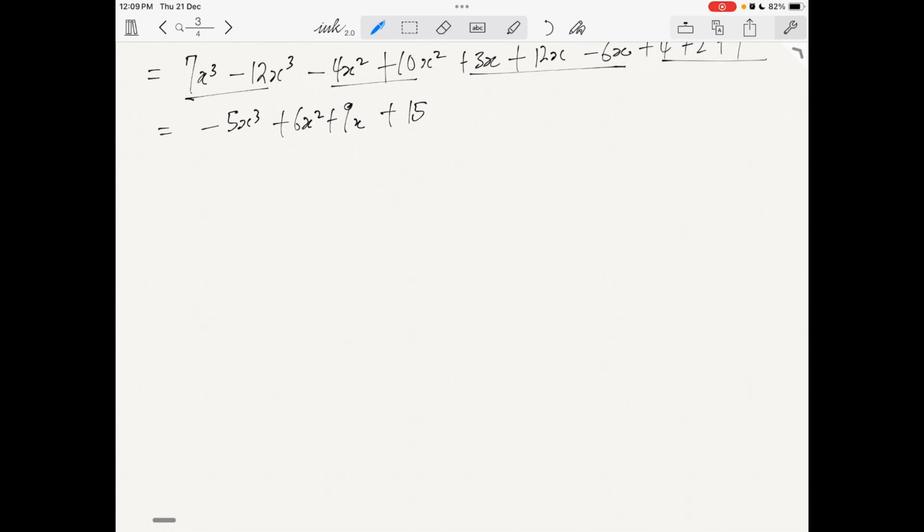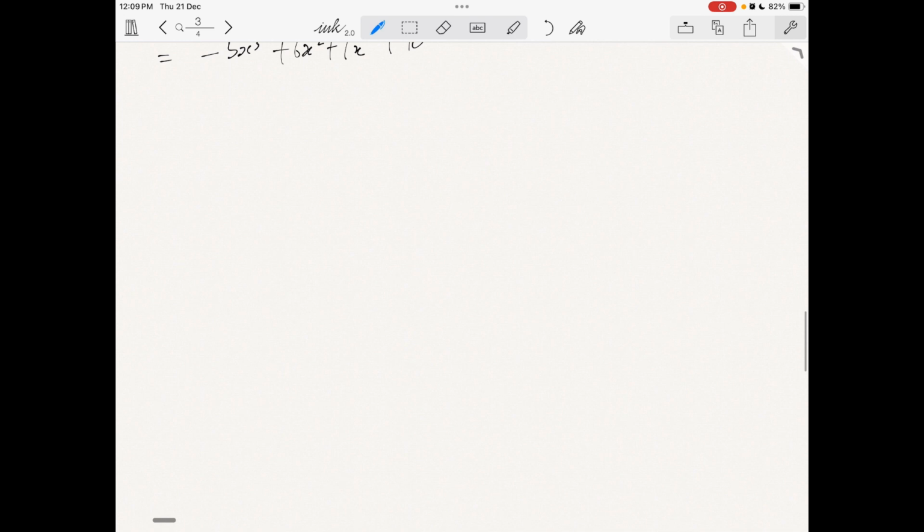Now we'll be talking about the multiplication and zeros of polynomials. But before then, we want to look at the value of polynomials at a given value of x. The value of p of x at x equals a is denoted as p of a, and it is obtained by substituting a for x in the polynomial.